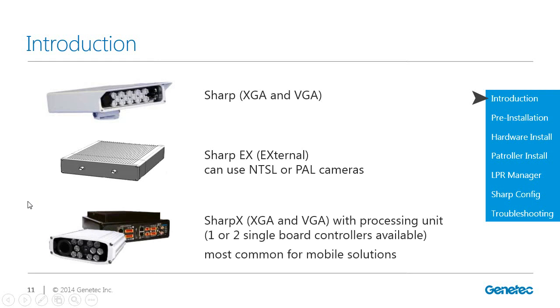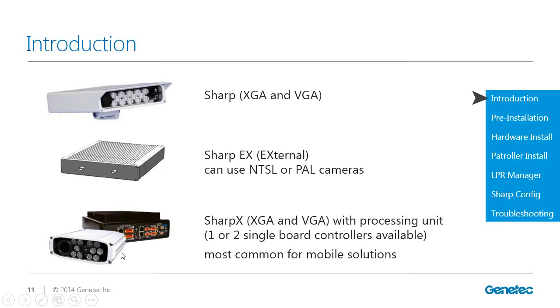The second type of Sharp system is the Sharp X camera system, which has the Sharp cameras here, as well as a processing unit, which is commonly called a trunk unit. Now the difference here is that the Sharp cameras are used for gathering the images, and the processing unit is used to find the plates that are in the images that are returned from the cameras. So it's basically like separating the two halves of a Sharp here.